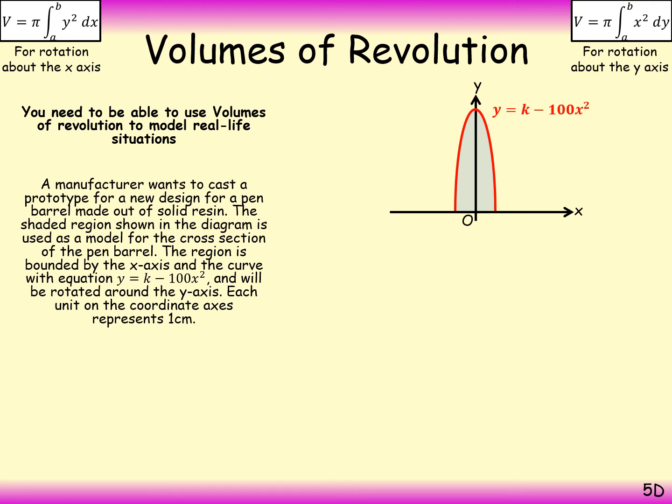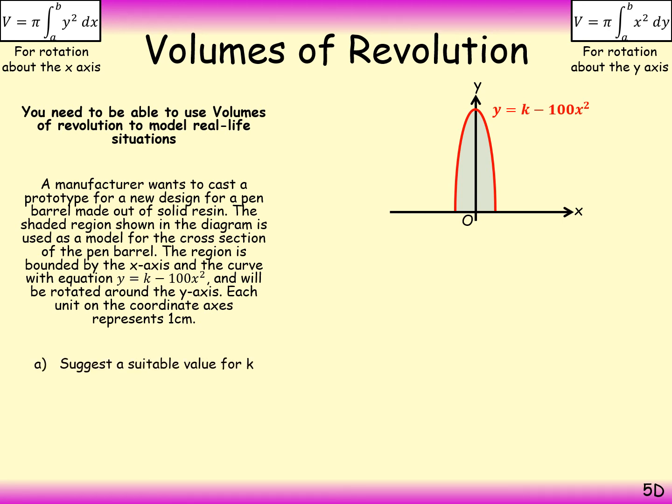Okay, so let's have a look at this question here. They say a manufacturer wants to cast a prototype for a new design for a pen barrel made out of solid resin. The shaded region shown in the diagram is used as a model for the cross section of the pen barrel. The region is bounded by the x-axis and the curve with the equation y equals k minus 100x squared, and will be rotated around the y-axis. Each unit on the coordinate axis represents 1 centimeter. So we can see on the diagram what it looks like.